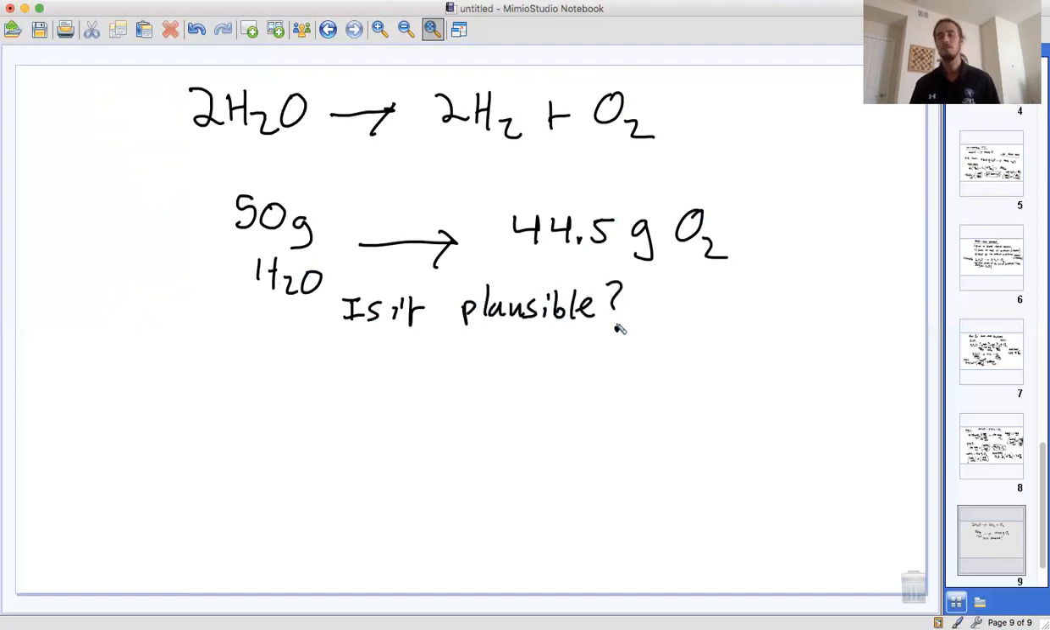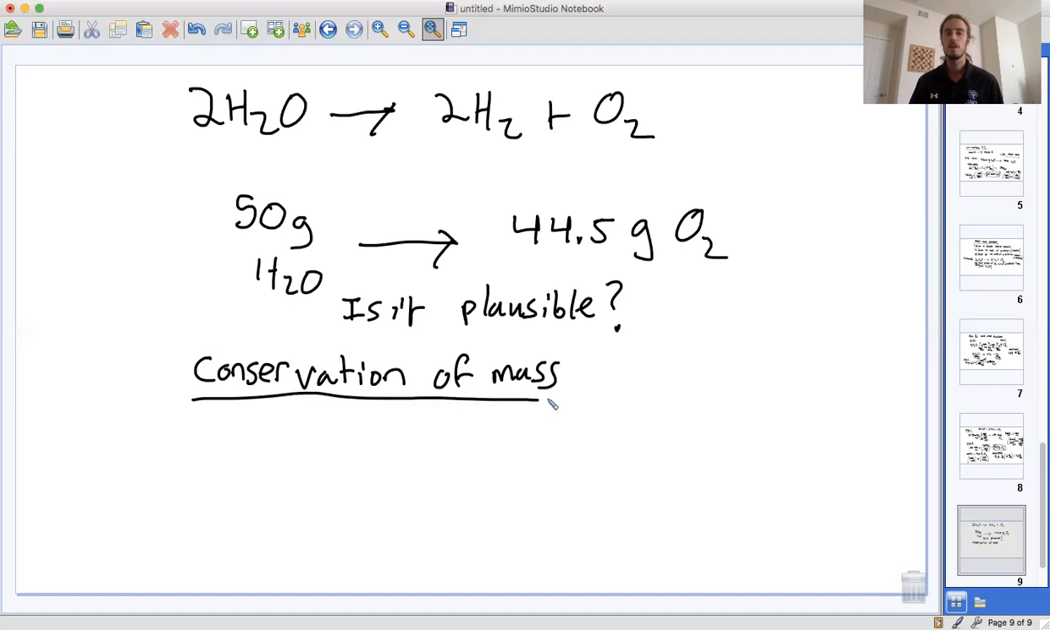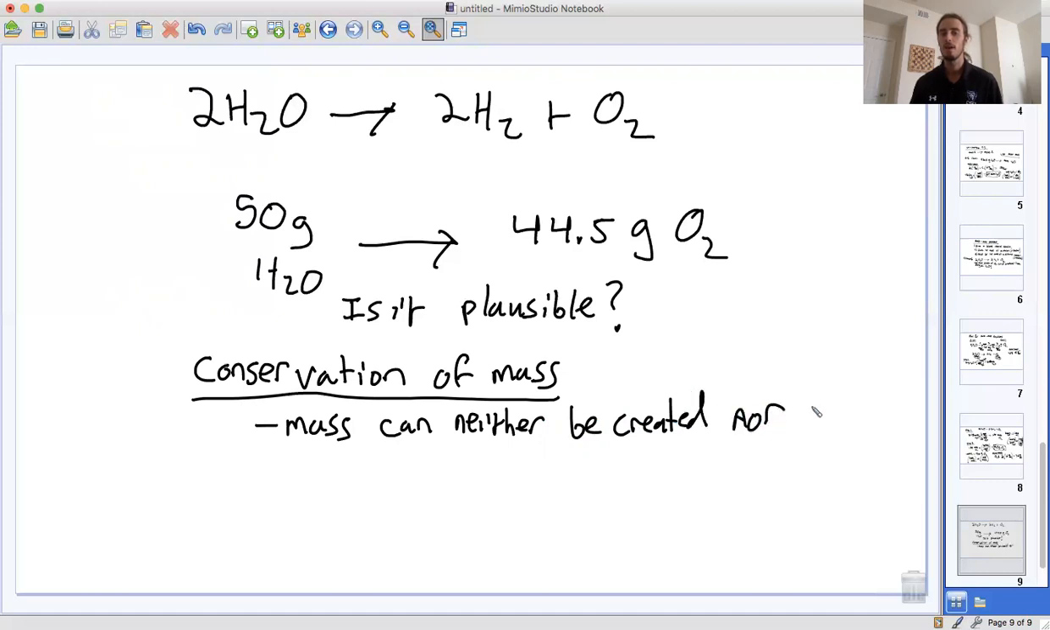Is it possible? Well, what do we know about chemical reactions? We know that during a chemical reaction, atoms are neither created nor destroyed. So we're just rearranging the atoms, which means that the total mass has to stay the same, which means that we have to have conservation of mass. So mass can neither be created nor destroyed.